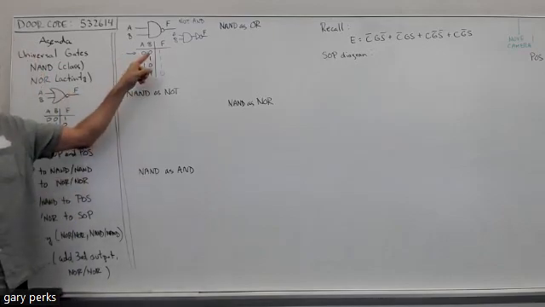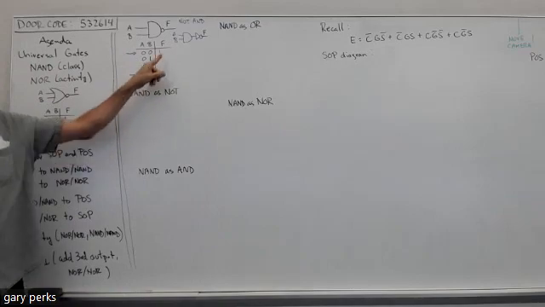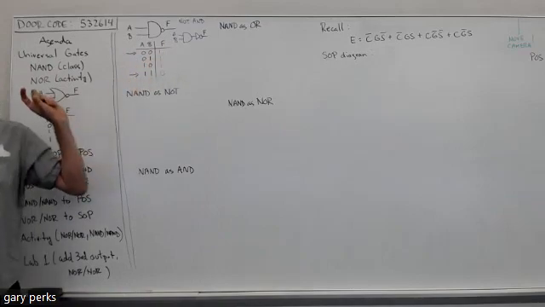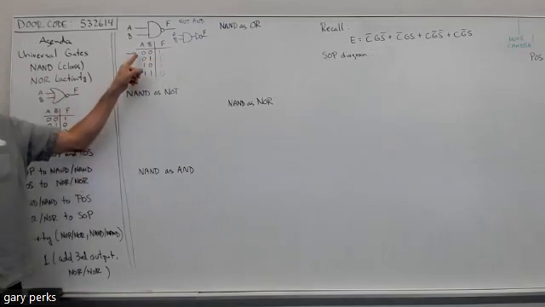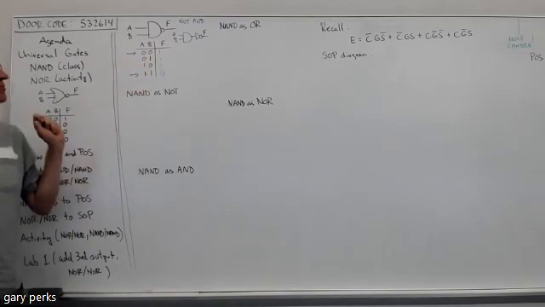If there was some way that I could make both inputs to a NAND gate the same, right? Either both 0 or both 1. Well, look, the output would be opposite what the input is, right? Because when both inputs are 0, I get a 1 out. When both inputs are 1, I get a 0 out.